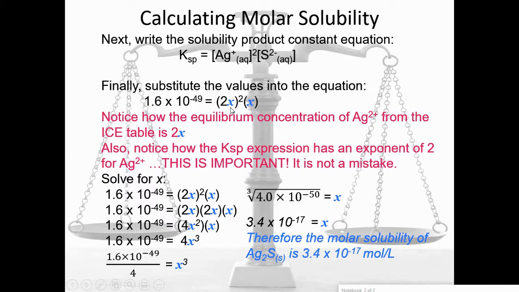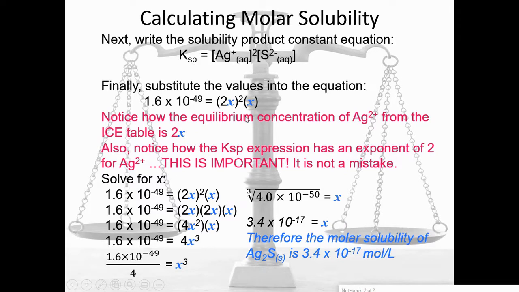We don't know the molar solubility. That's what we're looking for. So we're not going to substitute the number into the x. We know the KSP value, 1.6 times 10 to the negative 49. There are no units. From here, we're going to do some algebra and simplify this into 4x cubed.